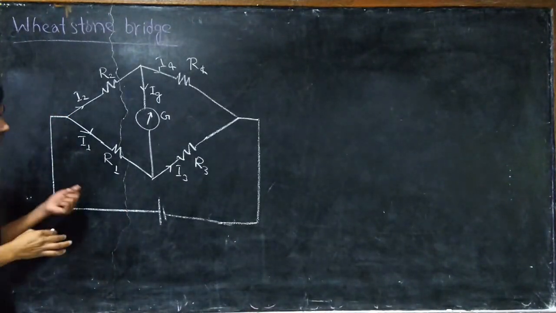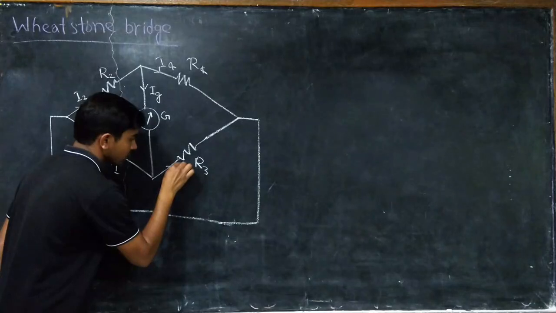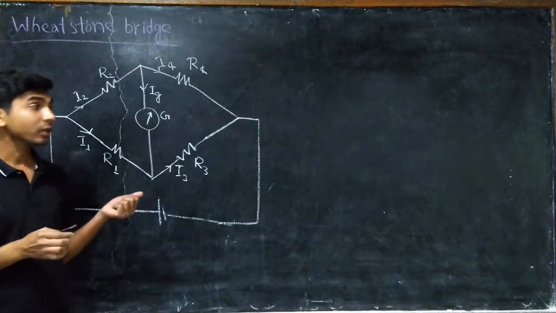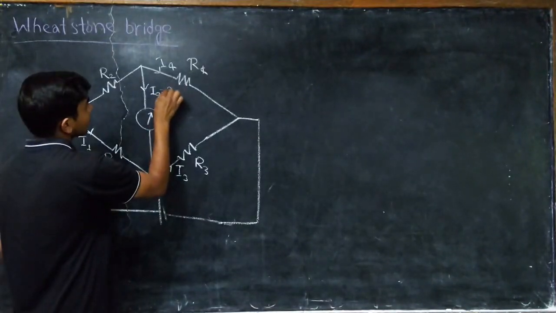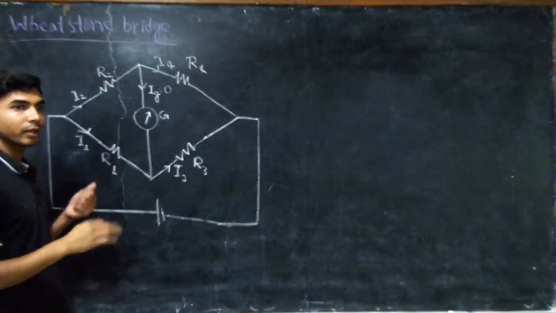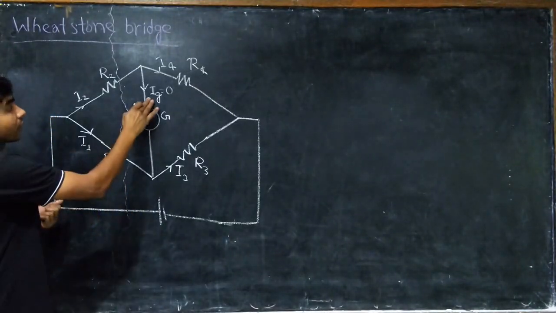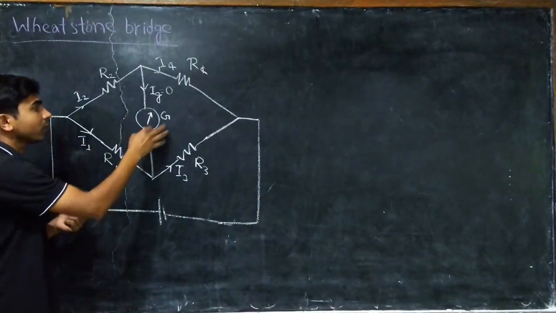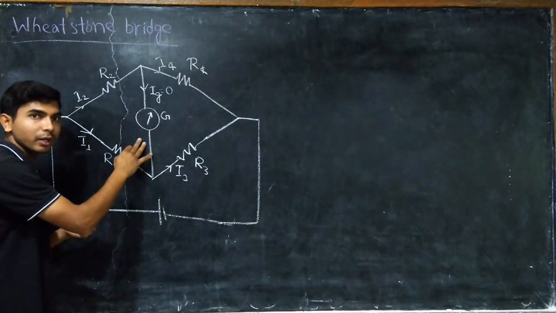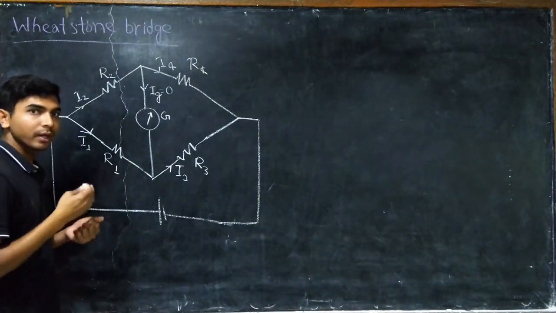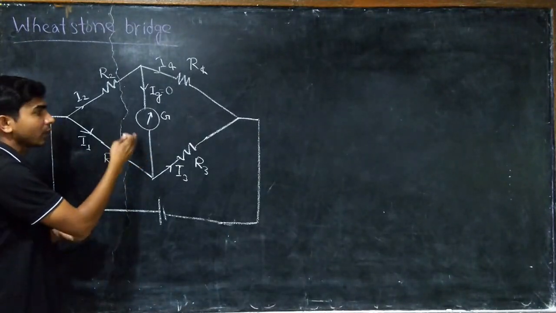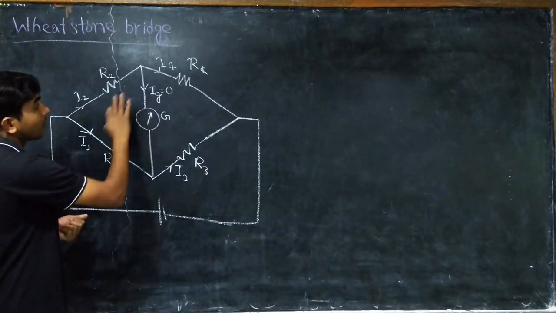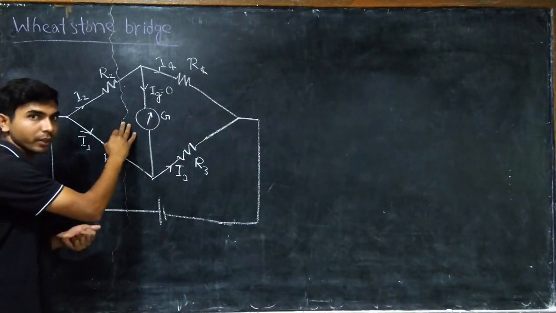Next, we are going to discuss the balanced condition of the Wheatstone bridge, right? What is the balanced condition? In balanced condition, current IC will be 0. So in balanced condition, there will be no current in the galvanometer, which means there will be no deflection of the galvanometer. A galvanometer is a device which measures current. We will study about galvanometer in the next chapter. But in balanced condition, there is no current in the galvanometer.